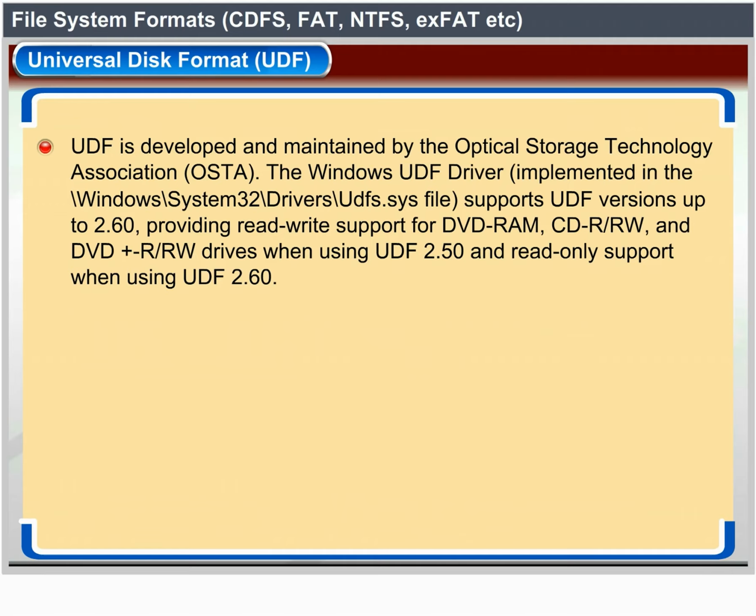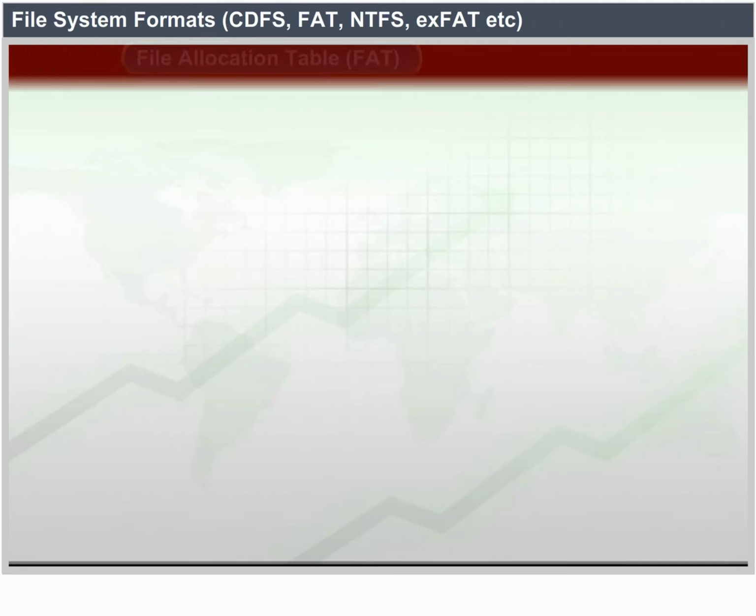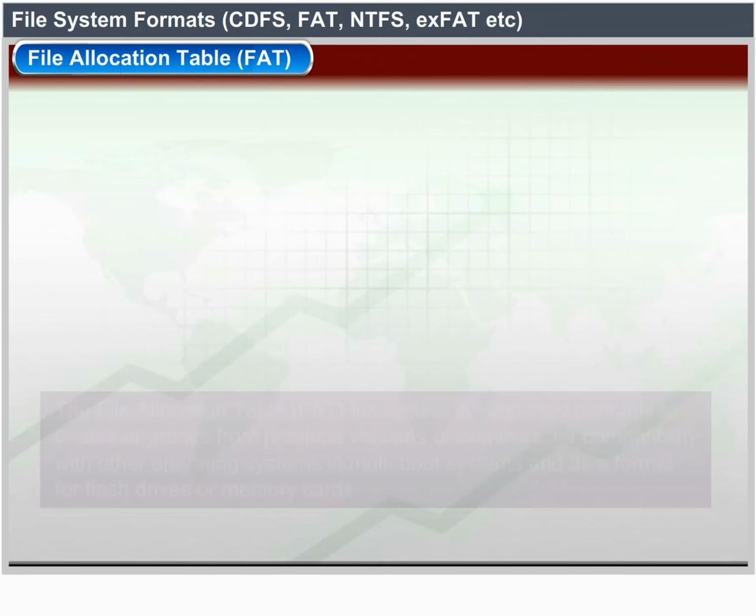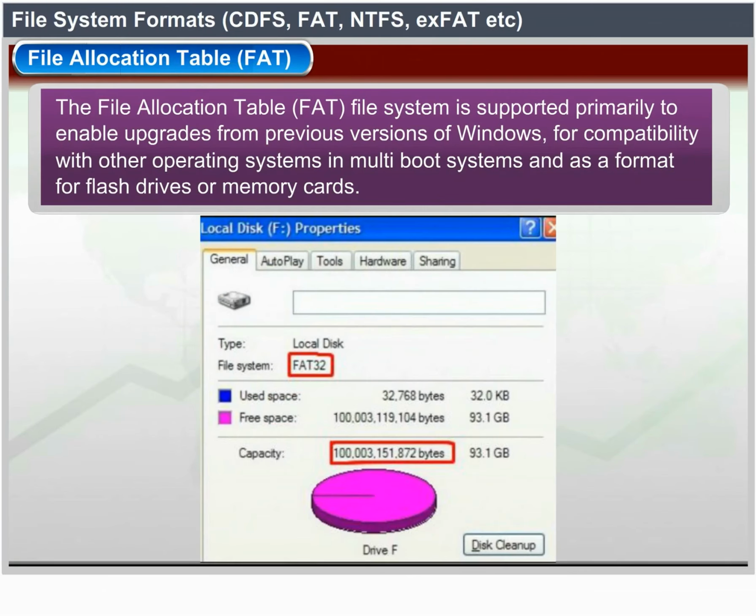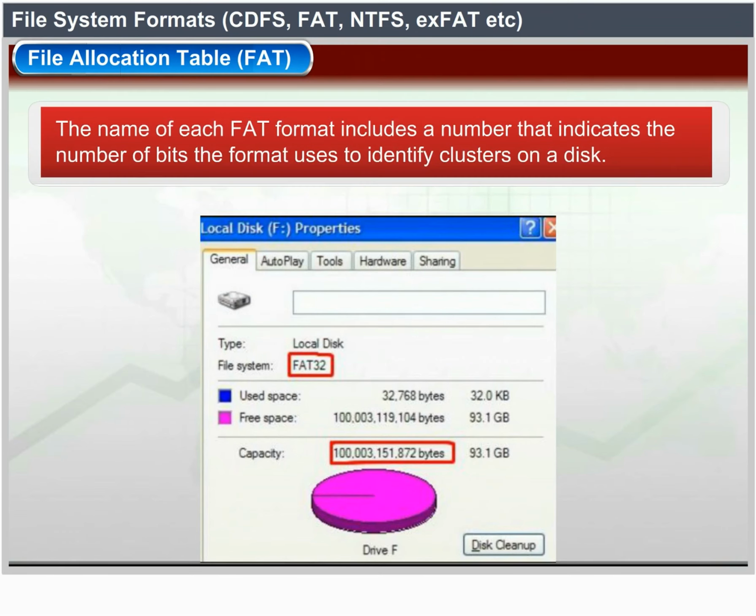File Allocation Table (FAT). The File Allocation Table (FAT) file system is supported primarily to enable upgrades from previous versions of Windows, for compatibility with other operating systems in multi-boot systems, and as a format for flash drives or memory cards. The name of each FAT format includes a number that indicates the number of bits the format uses to identify clusters on a disk.